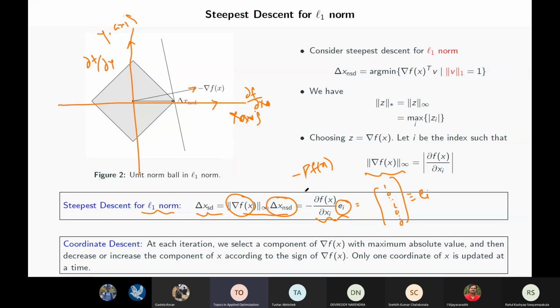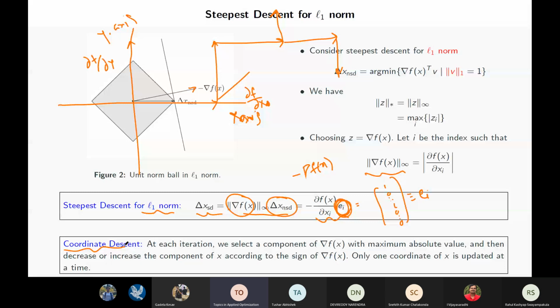So this is how you do it in the L1 norm case, where you move only along the coordinate axis. Next time you may move this way, next time this way, up or down, right or left. But you will never go diagonally, because you are only following the coordinate axis. That's why it's called coordinate descent.